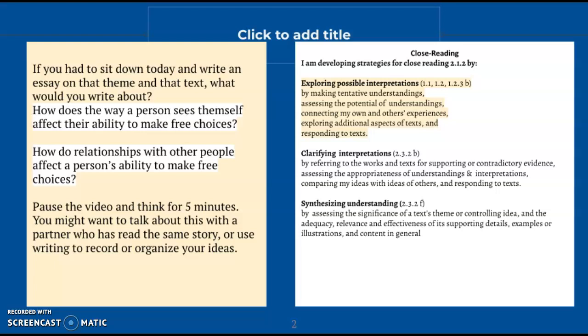You could talk with a partner who's read the same story or use free writing, listing, some sort of exploratory writing. The more you take time to figure out what your tentative understandings are, the more useful the rest of this lesson will be. That's because you'll be able to apply the concepts as a way to understand and clarify your understandings, rather than getting overwhelmed with trying to do all the 6 different skills all at once.